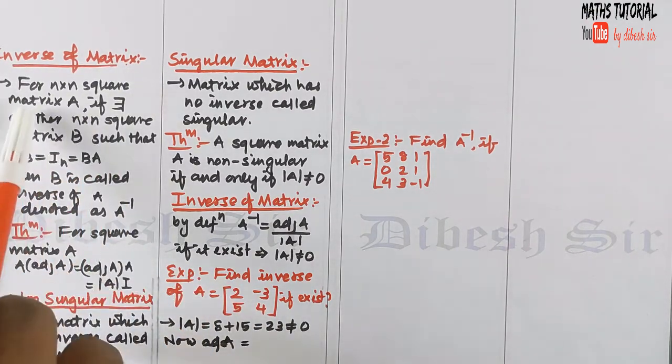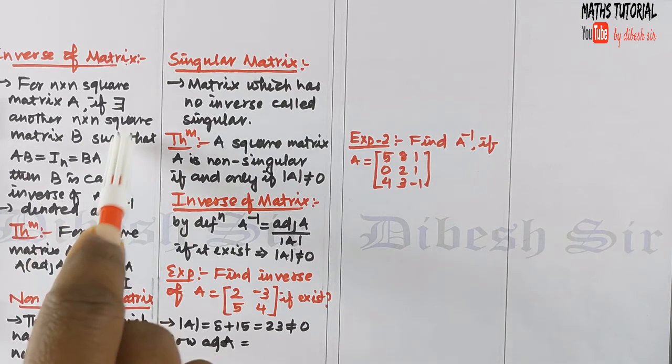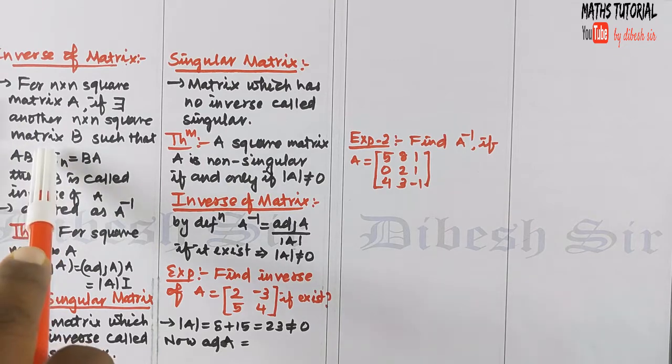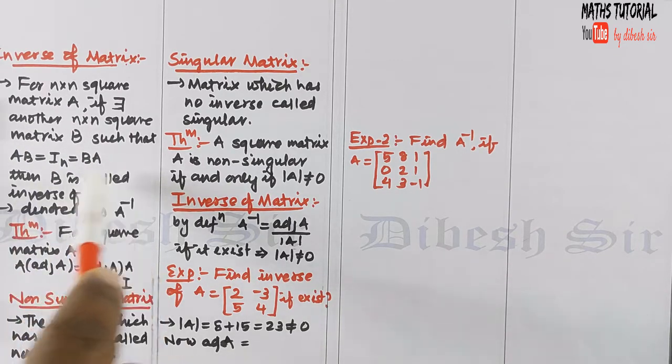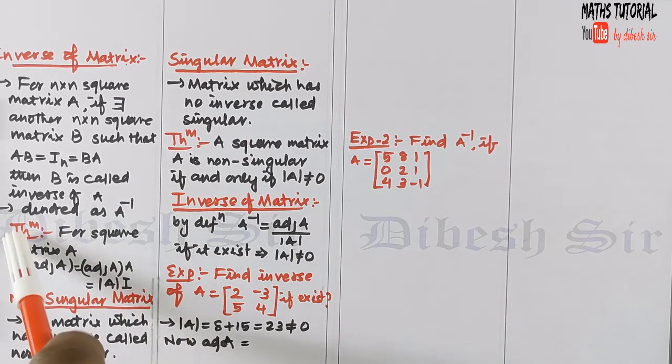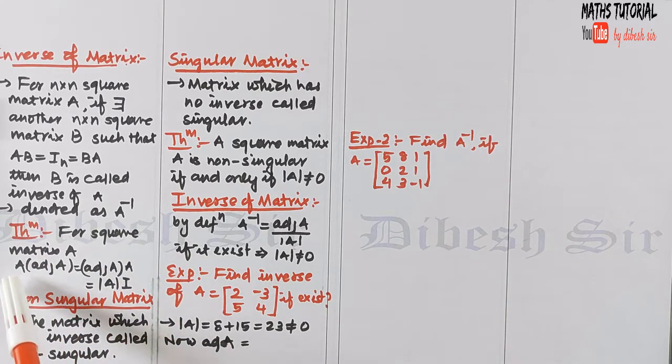For an n cross n square matrix A, if there exists another n cross n square matrix B such that AB is equal to BA is equal to I_n, where I_n means identity matrix, then B is called inverse of A, denoted as A inverse. Remember that theorem: for square matrix A, A into adjoint A is equal to adjoint A into A is equal to determinant A times I. Most important theorem.